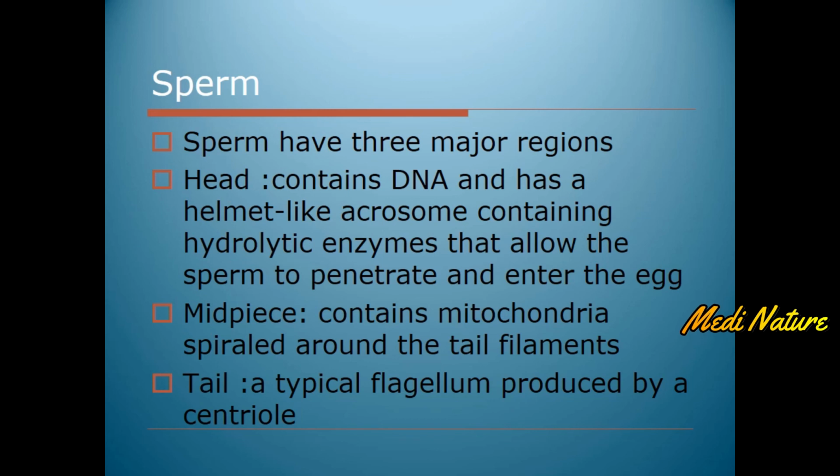When we are talking about the anatomy of a sperm, it has three major regions: head, midpiece, and tail. The head contains DNA and has a helmet-like acrosome which contains hydrolytic enzymes which allow the sperm to penetrate and enter the egg. The midpiece contains mitochondria spiraled around the tail filaments. The tail is a typical flagellum which is produced by a centriole.